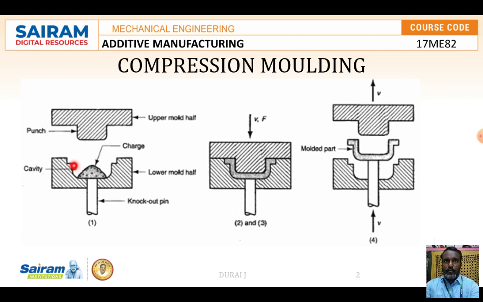The upper half has a projection which fits into the cavity when the mold is closed. The gap between the projected upper half and the cavity gives the shape of the molded article. In compression molding, the thermosetting material is subjected to heat and pressure in a single stroke.